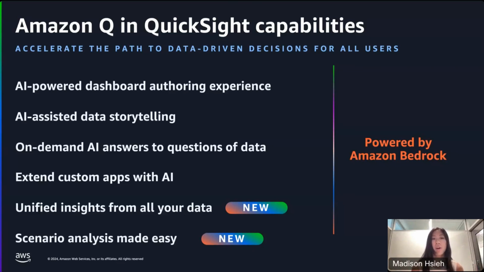It also allows you to do on-the-fly data Q&A, which is used to ask in natural language to pull insights from your data and different visuals on your dashboard. And then some new things that we have down here: you can build custom apps with our AI, and get unified insights by combining your data with unstructured insights through Amazon Q Business. And then today, there's the capability of scenarios.